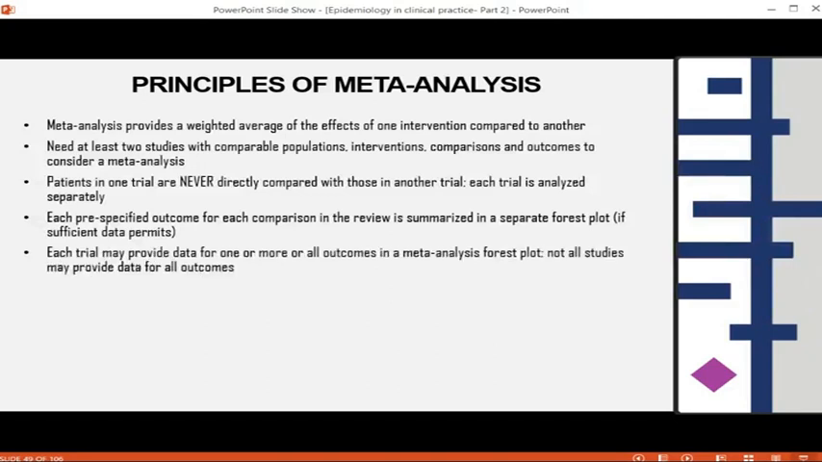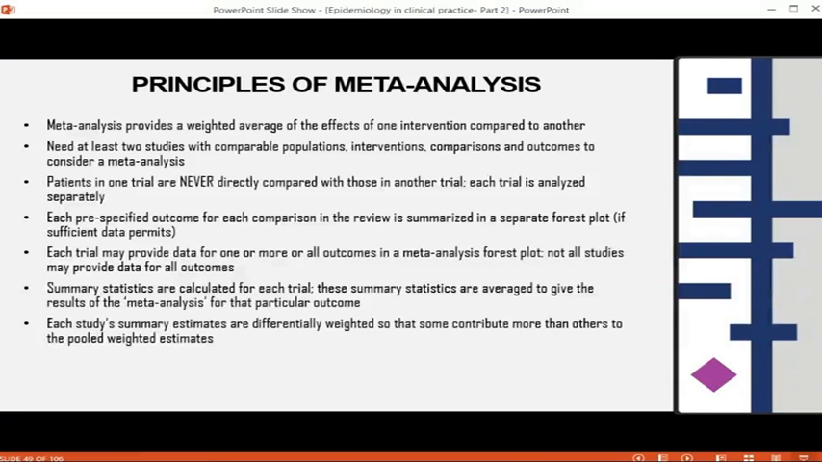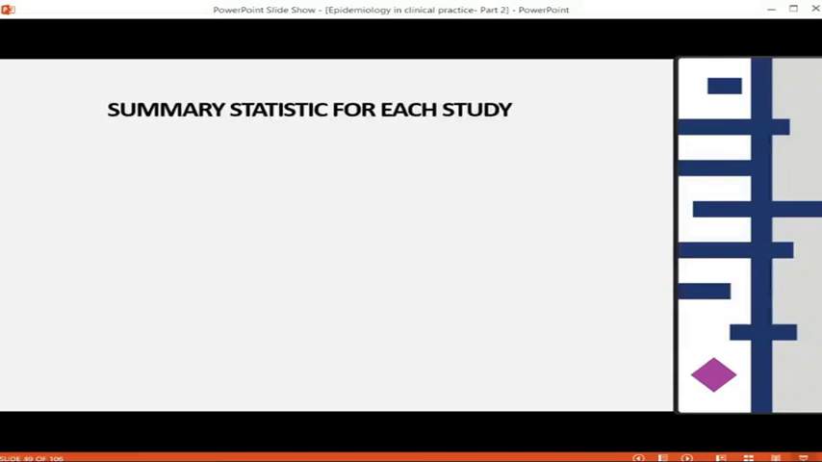So suppose you've got 15 studies in a systematic review. Not all of them will give you data for all the outcomes. So depending on the number of studies which reported that outcome, you take the data from those and pool it. And then you calculate the summary statistic for each study. And those summary statistics are pooled in a meta-analysis with weights added before the pooled result is given. So this pooled weighted average is what meta-analysis does.